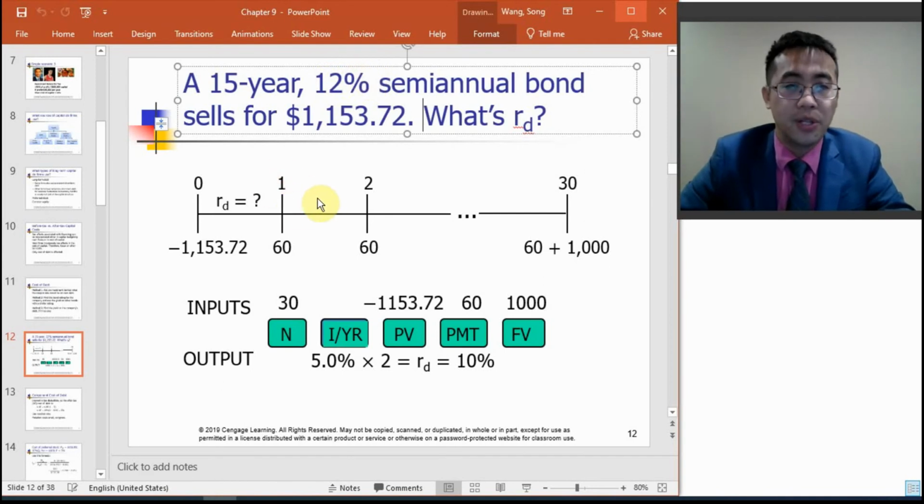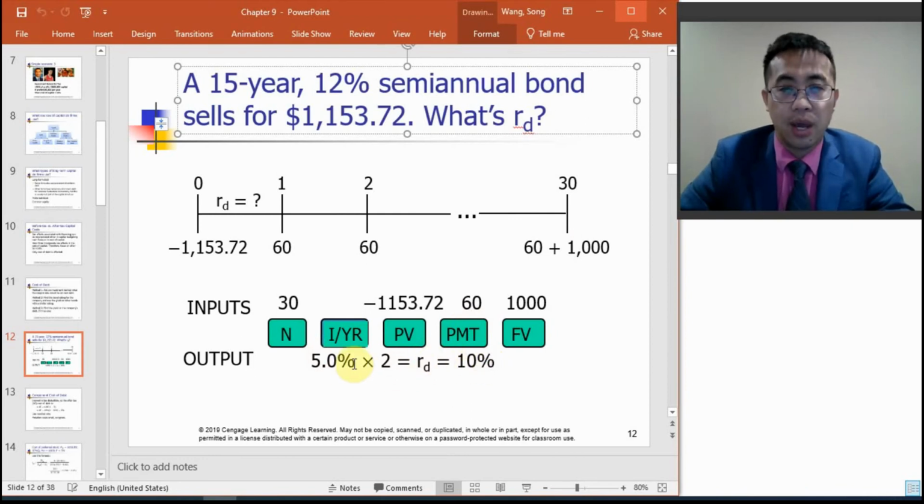So 12% times 1,000 divided by 2 will give you $60, and that is your cash flow in the first semi-annual period, second, third, until the 30th semi-annual period. And then your final value, or the future value, is the face value of the bond, which is $1,000. And you plug in all the numbers and you solve for the yield to maturity, or the interest rate for this bond.